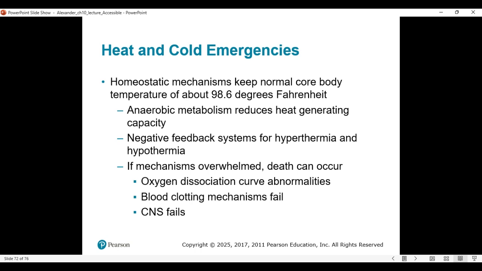Hot and cold emergencies. That homeostatic mechanism will keep our normal body core temperature around 98.6, and that can fluctuate. Some people run, like for example, myself, I run like 97.6, so that can fluctuate. Anaerobic metabolism reduces heat generating capabilities. The cells aren't functioning properly, so we lose that capability to produce heat. Negative feedback systems for hyperthermia and hypothermia. If the mechanisms are overwhelmed, death can occur. Blood clotting mechanisms fail. CNS fails.